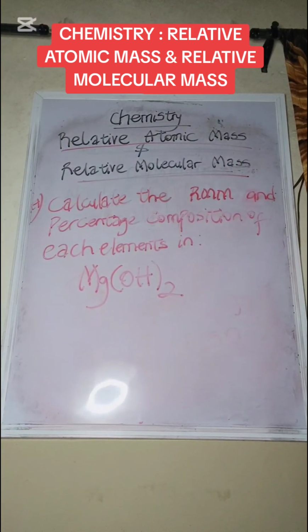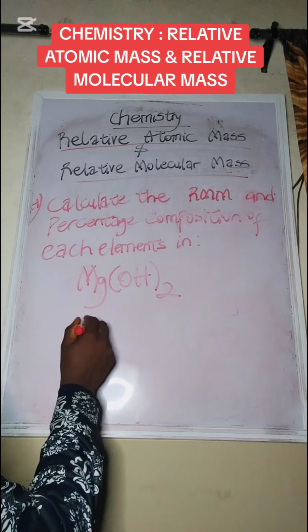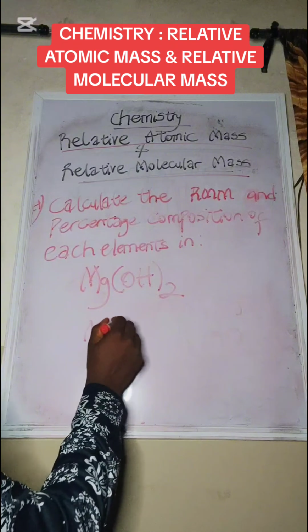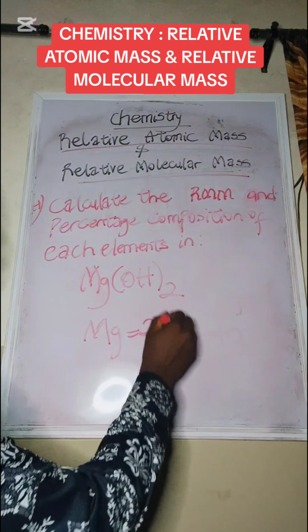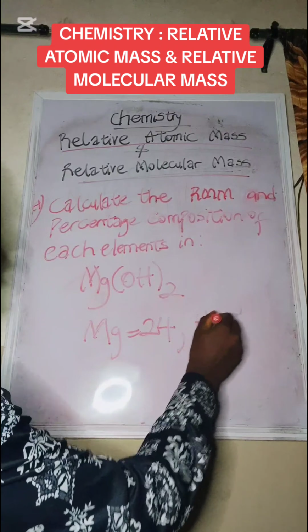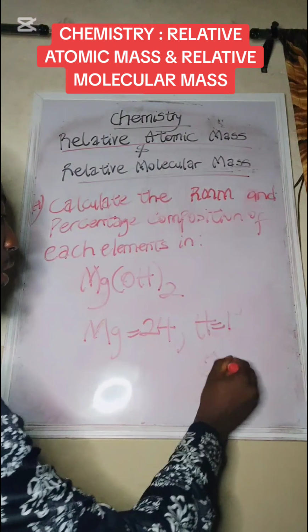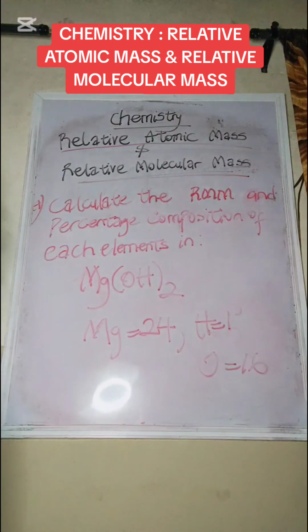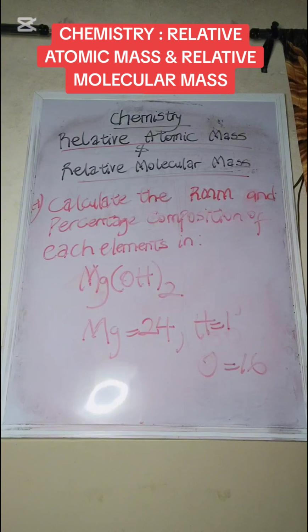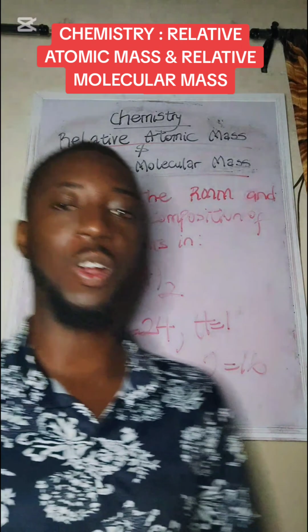On the board, we have an exercise. Calculate the relative molecular mass and percentage composition of each element in magnesium hydroxide. Magnesium has relative atomic mass of 24, hydrogen is 1, while oxygen is 16. So calculate the relative molecular mass and the percentage composition of each element that makes up the compound. Write your answer in the comment section.